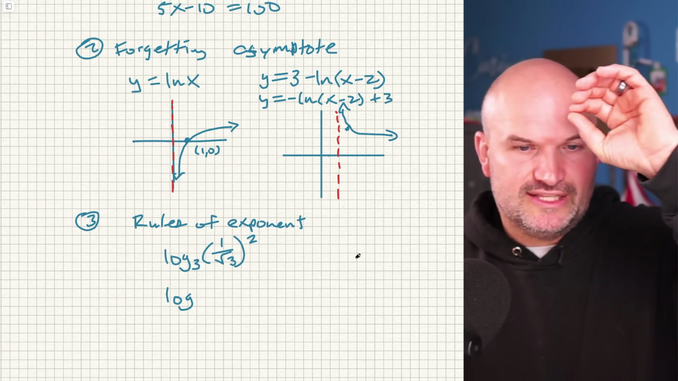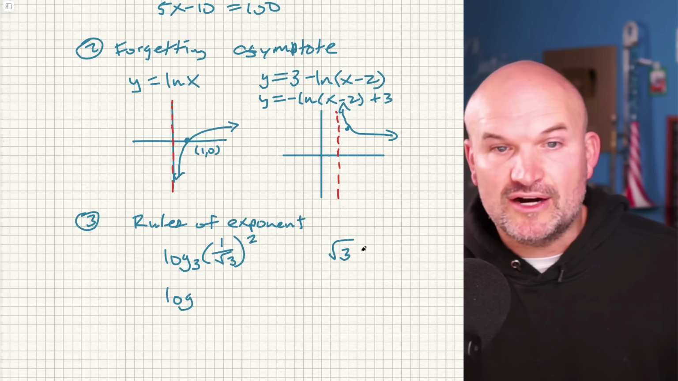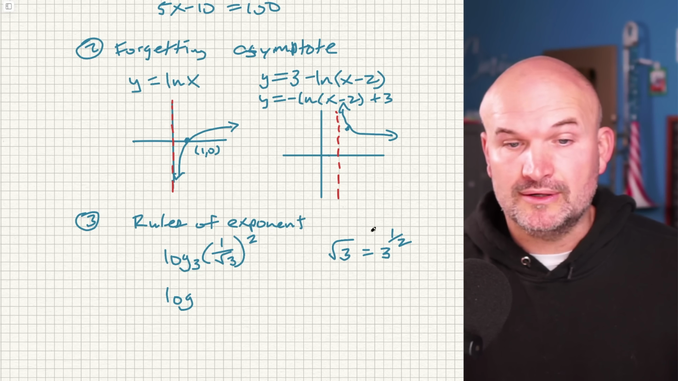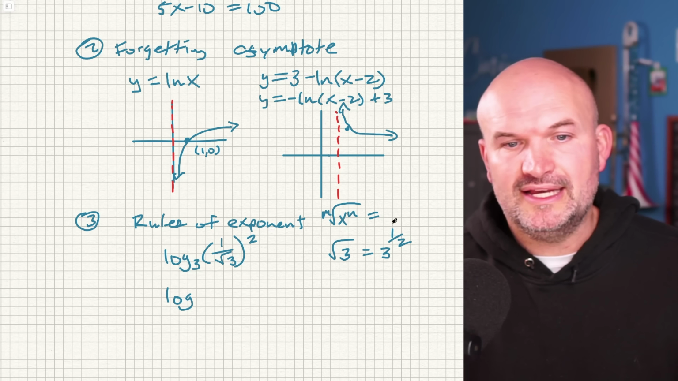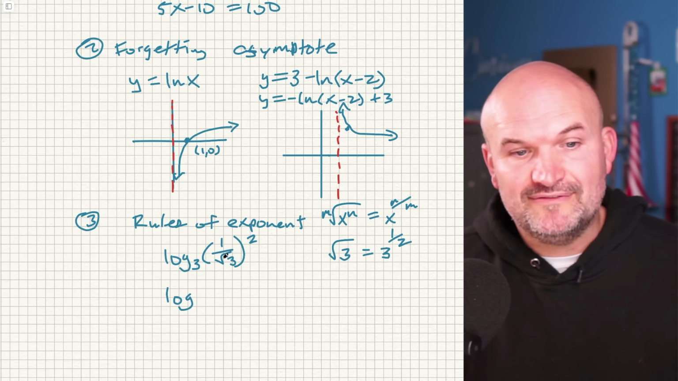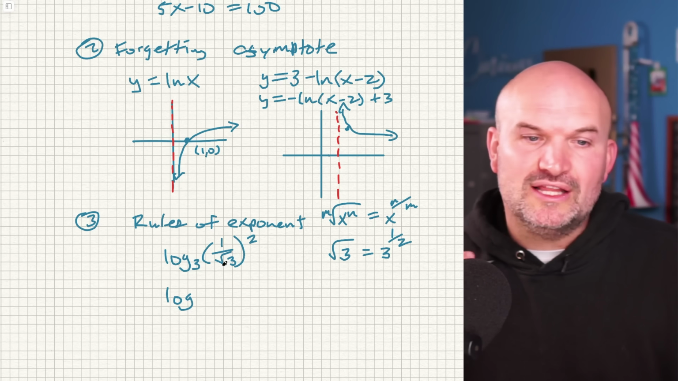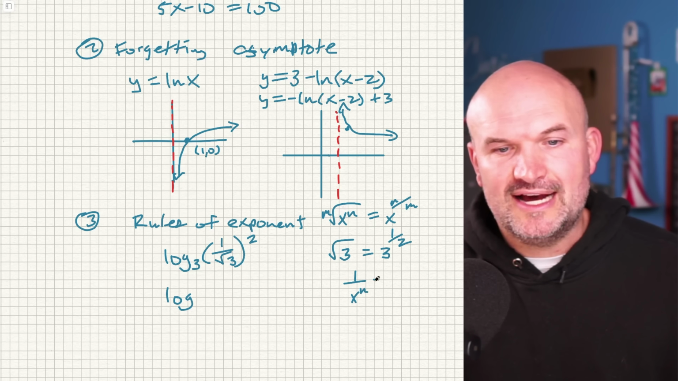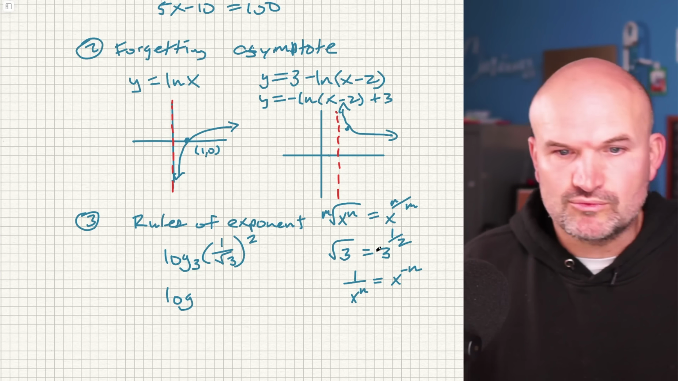Remember, we can rewrite the square root of a number, or any radical, as a rational power. So the square root of 3 is the same thing as 3 to the 1/2 power. Remember, the m-th root of x to the n is simply x to the n over m. And also remember, this is in the denominator. So if I want to rewrite this in the numerator, all I need to do is negate the power. If I had 1 over x to the n, I can rewrite that as x to the negative n. Again, these are just the rules of exponents.